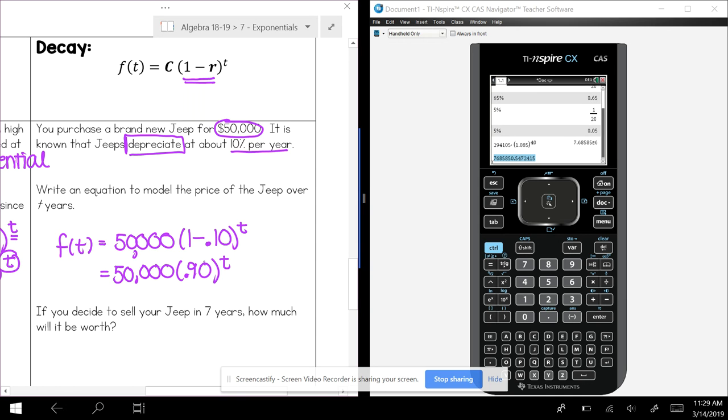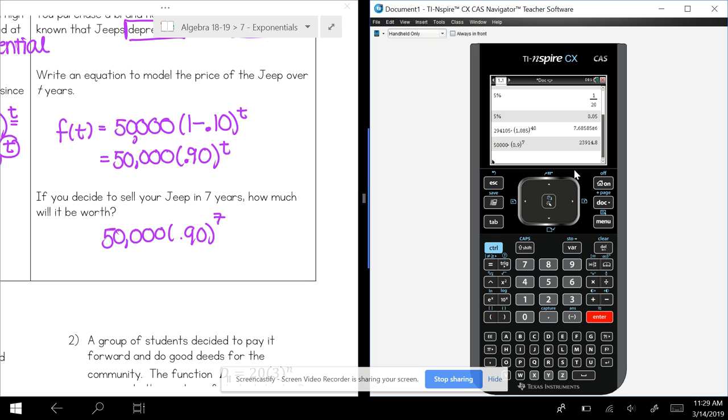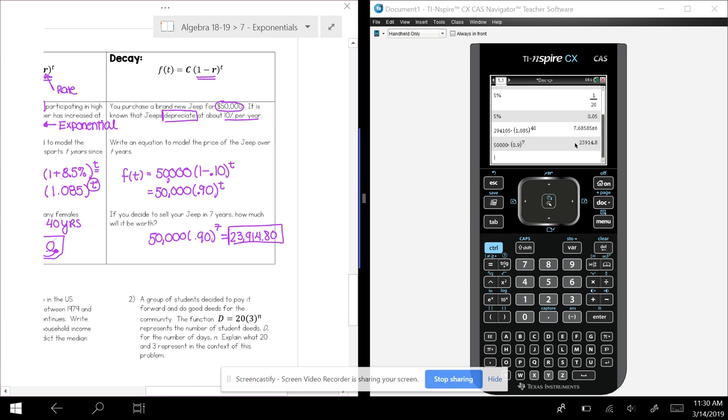Okay. So again, the common mistake would be to put the 10 right in. So if you want to sell your Jeep in 7 years, how much money are you going to make? Well, or how much money will it be worth? So you know kind of how much to price your car at. Instead of writing t, I'm going to put 7. Okay. And so this number should be smaller than 50,000. So 50,000 times 0.9, all raised to the 7th power. All right. So my Jeep will be worth about $23,914.80.